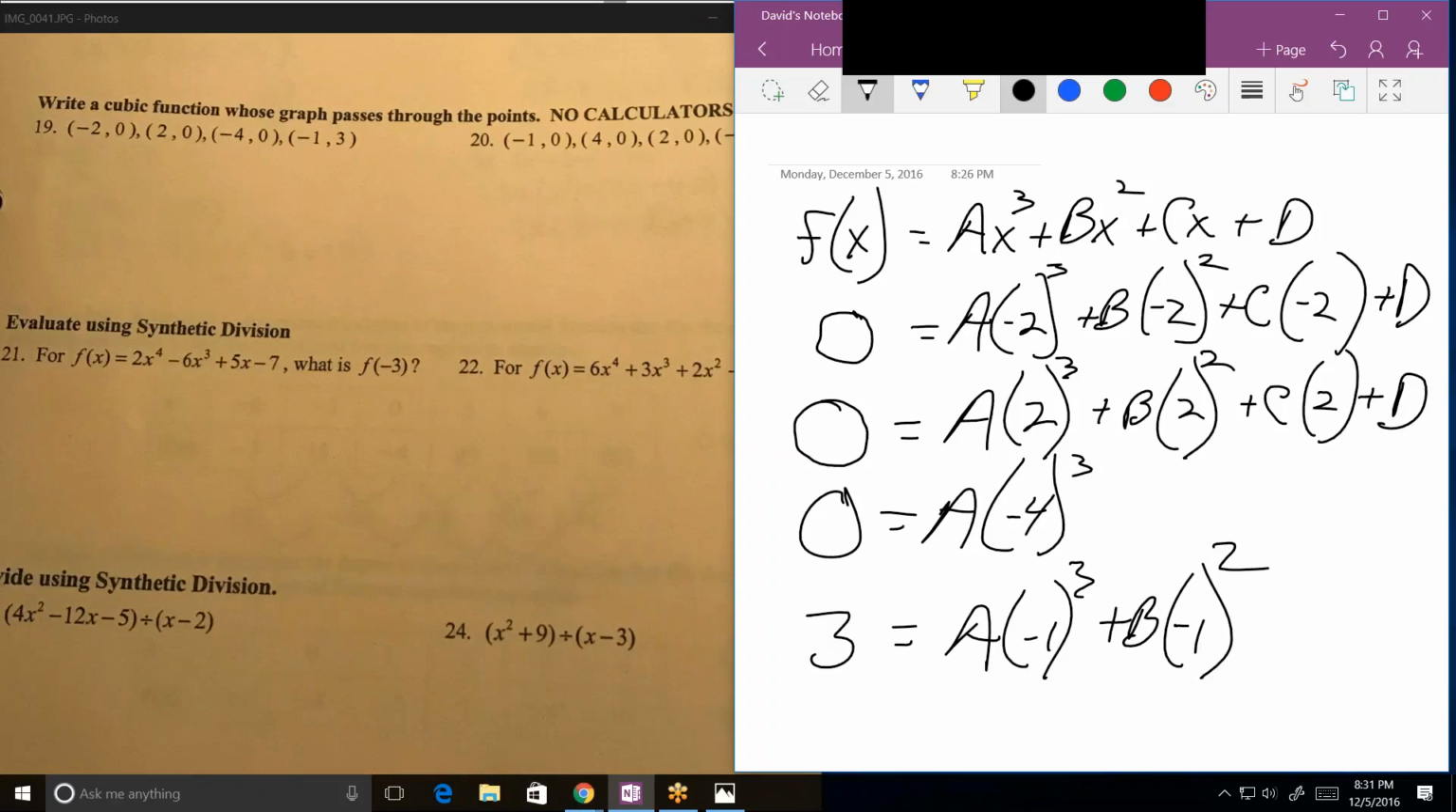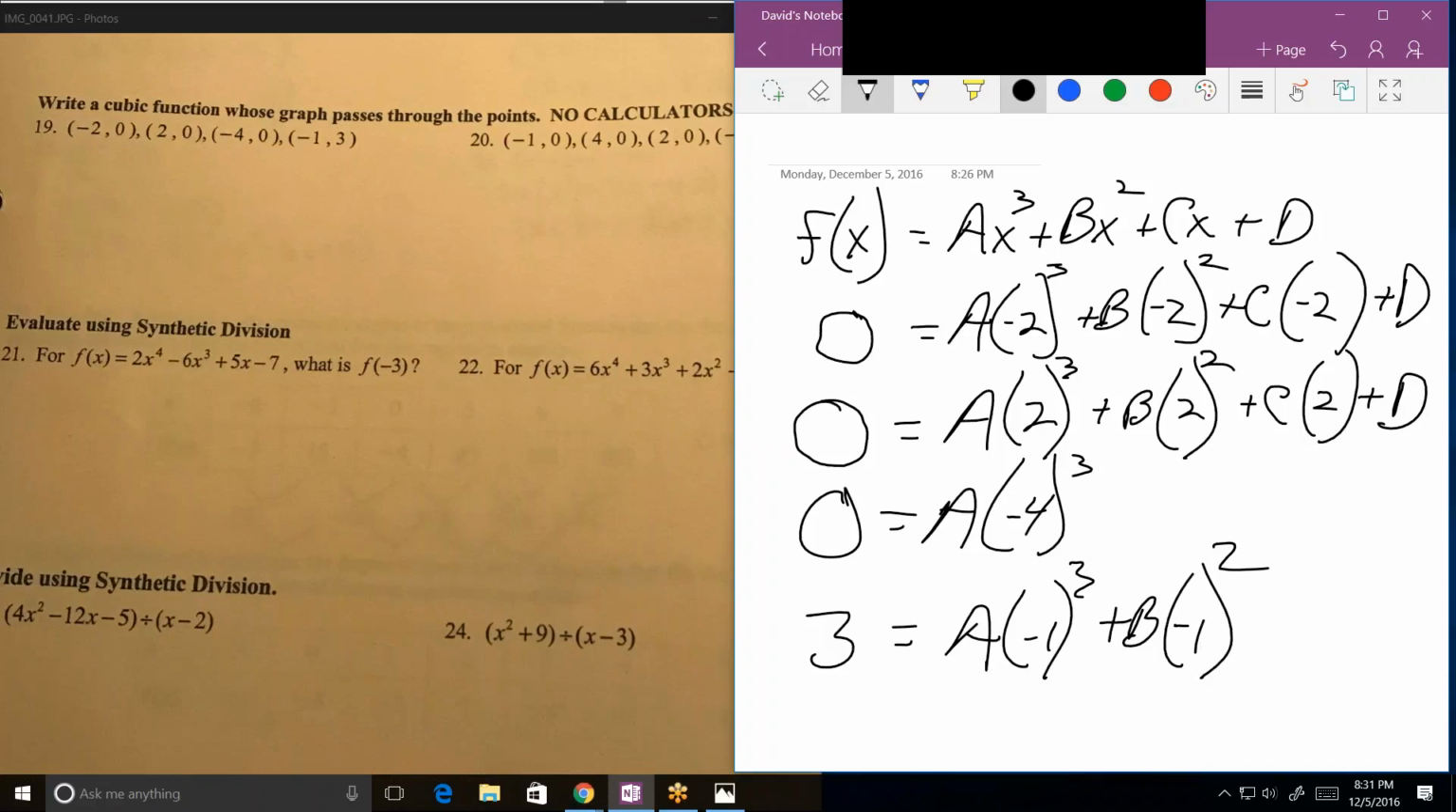Why is it zero? It might make it a little easier to actually solve for all of these, because if these are both equal to zero, then I can set that equal to that, and that is going to make it kind of easier to solve.